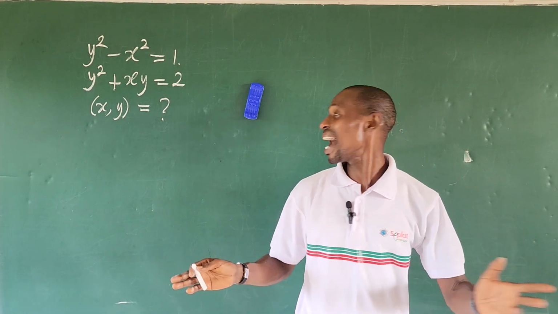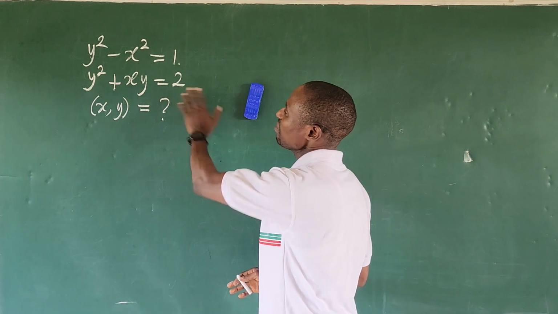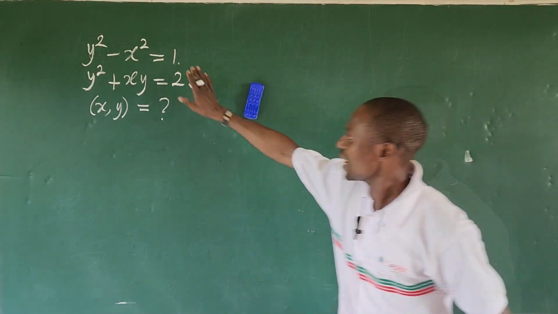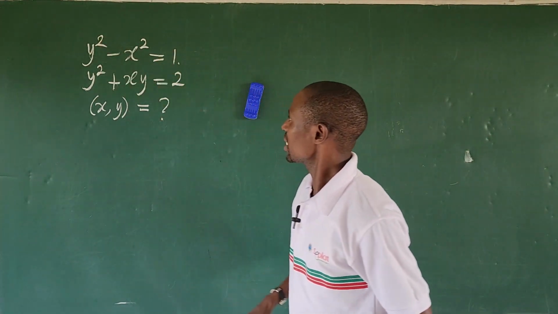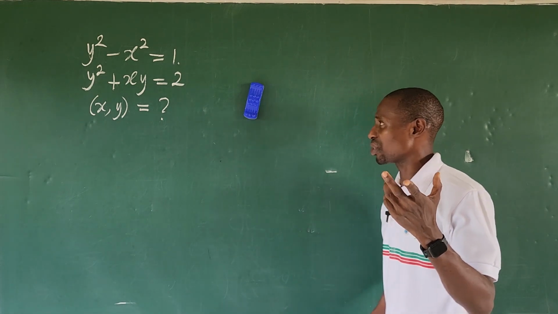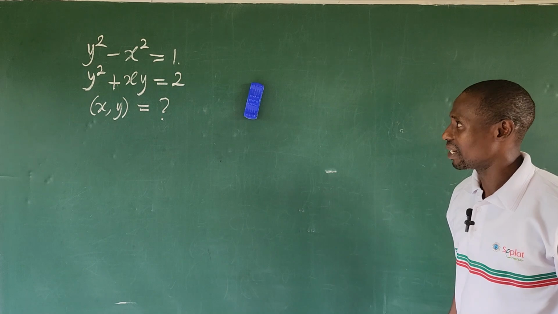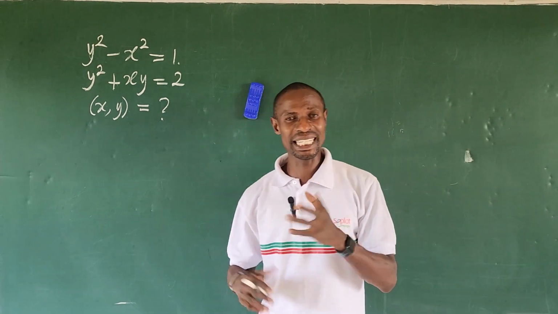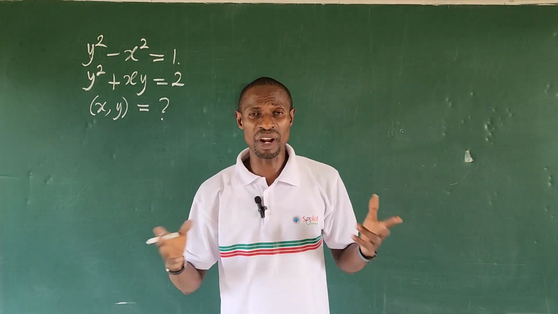Here we are again. We have a system of simultaneous equations. If we take a critical look at this simultaneous equation, it's not the normal or usual simultaneous equation you normally have. Okay, so I'll be solving this simultaneous equation using two different methods.